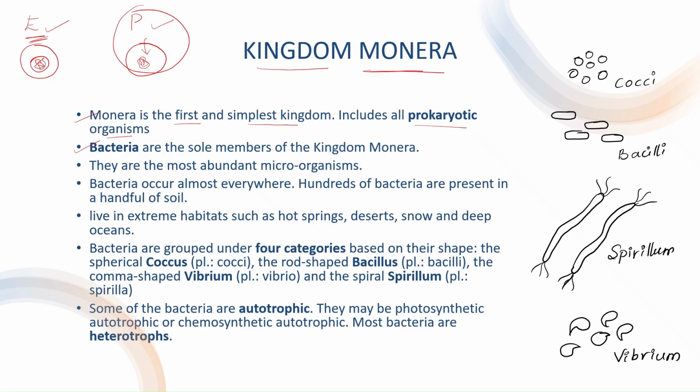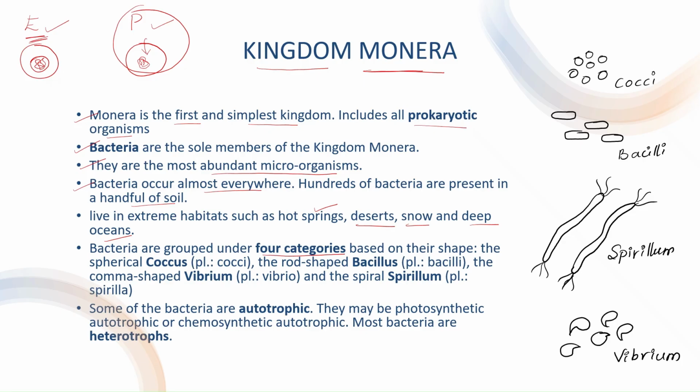Second, bacteria are the sole members of the kingdom Monera. They are the most abundant microorganisms. Fourth, bacteria occur almost everywhere. Hundreds of bacteria are present in a handful of soil. They live in extreme habitats such as hot springs, meaning boiling water, deserts, snow, and deep oceans. Bacteria are grouped under 4 categories based on their shape.